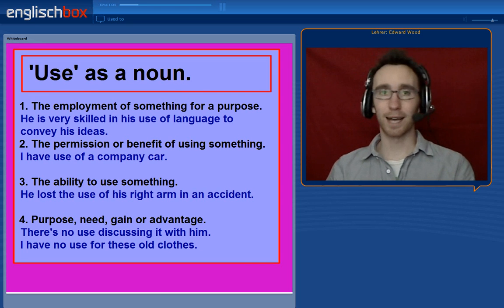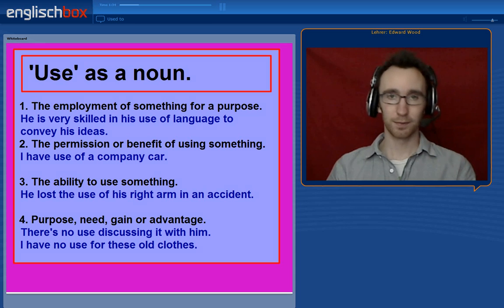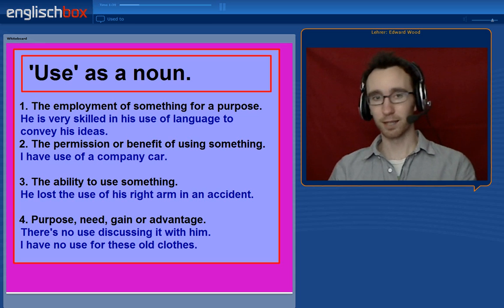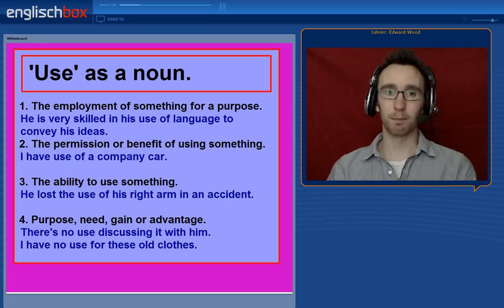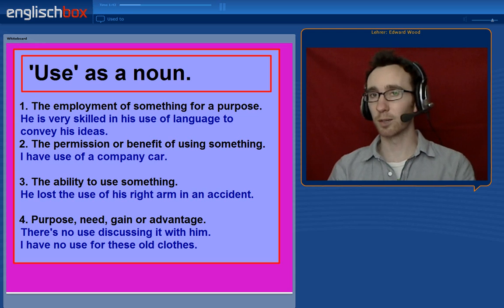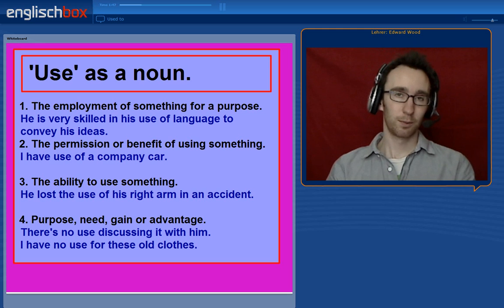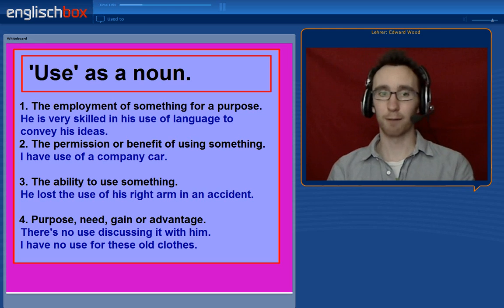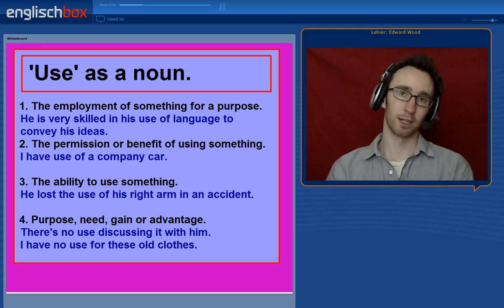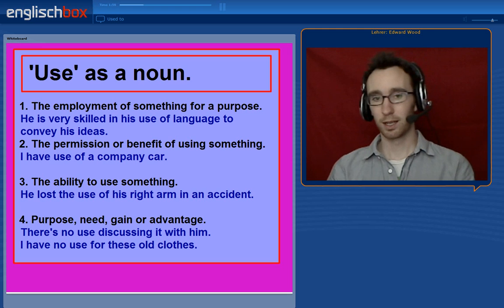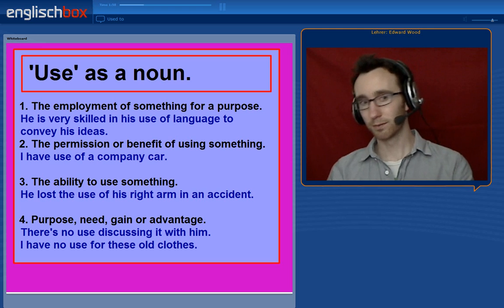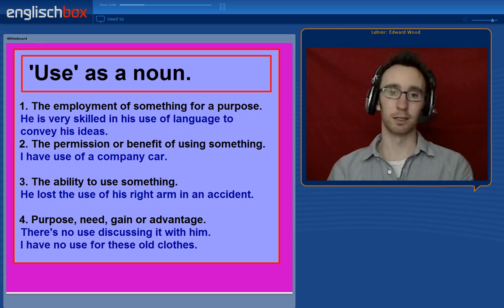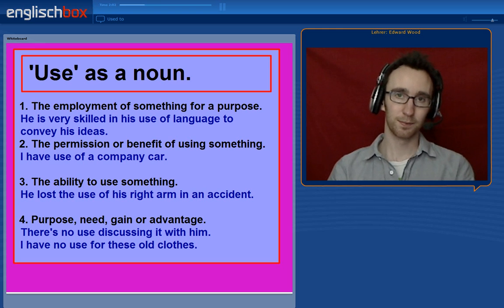Moving on now to look at use as a noun. These meanings are quite similar. We have also the employment of something for a purpose. He is very skilled in the use of his language to convey his ideas. We can also express the idea of permission or benefit. I have use of a company car, for example. The ability to use something. He lost the use of his right arm in an accident.